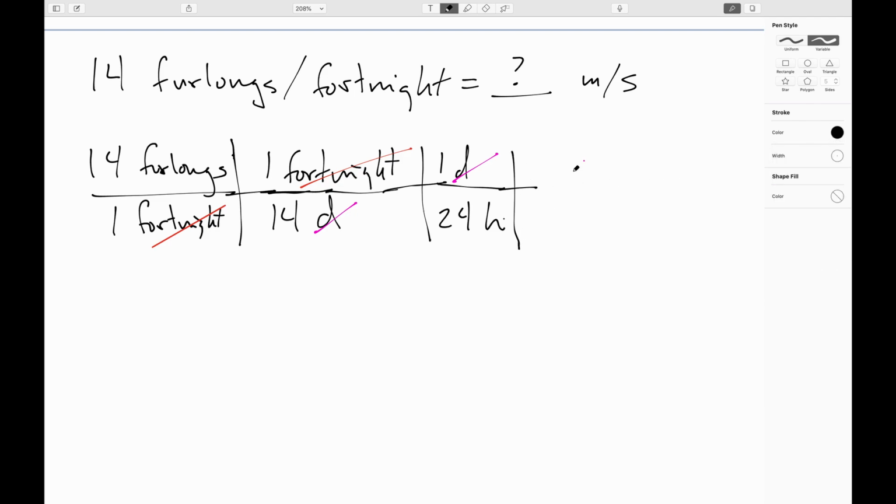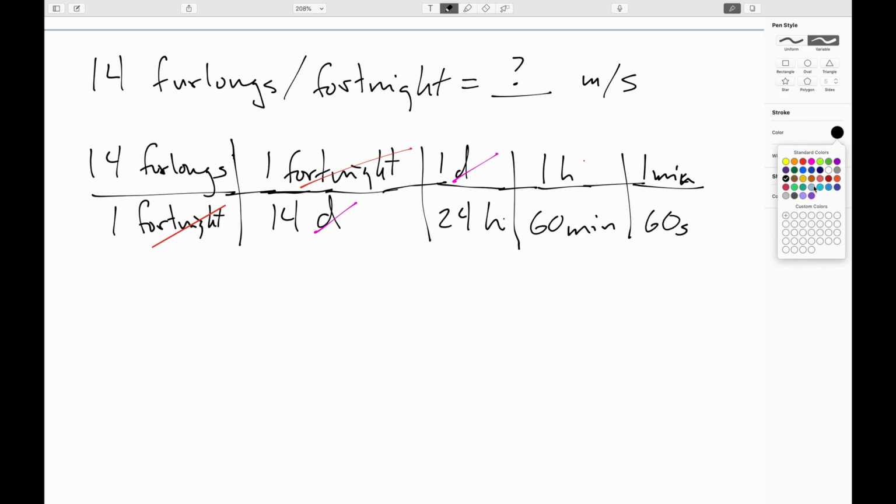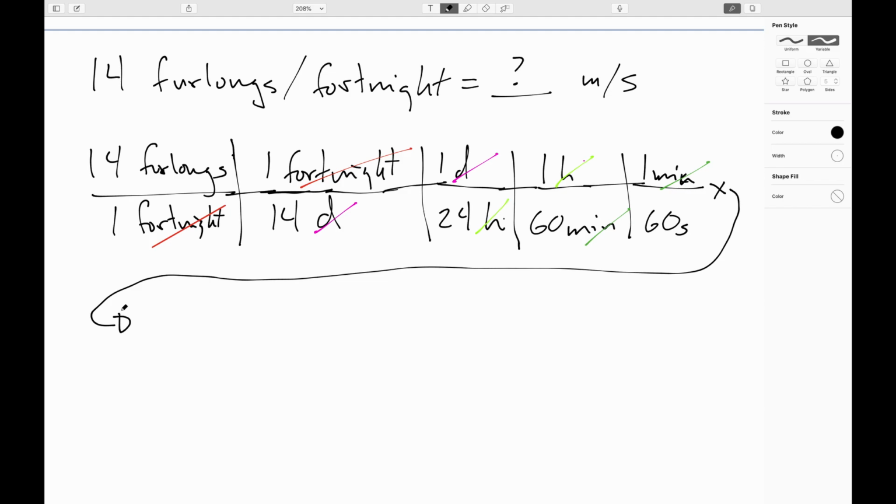We'll take hours into minutes, for instance. 1 hour is 60 minutes. And 1 minute is 60 seconds. So with that, we can go ahead, cancel our hours, and then we can go ahead and cancel our minutes. And hey, we're down to furlongs per second. Woot. All right, well, this is going to be going on for a while, so let me continue the fraction down on the next line here. So we've now gotten from fortnights to seconds. Cool.